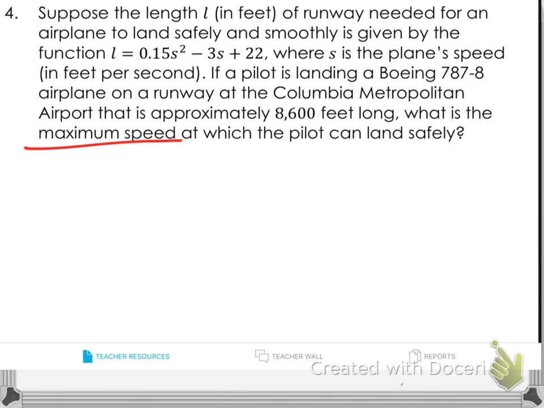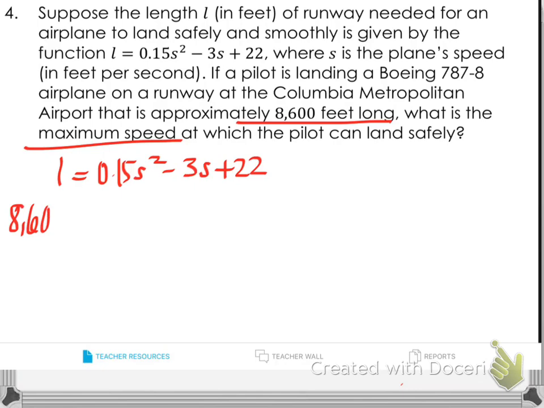All right, they've given us the function here of L is equal to 1/500 s squared minus 3s plus 22. And they also told us that the length of the runway at the Columbia Metropolitan Airport was 8,600 feet. So we're going to substitute L, or the length, in, which is going to be 8,600. And that's going to be equal to the equation here of 1/500 s squared minus 3s plus 22.